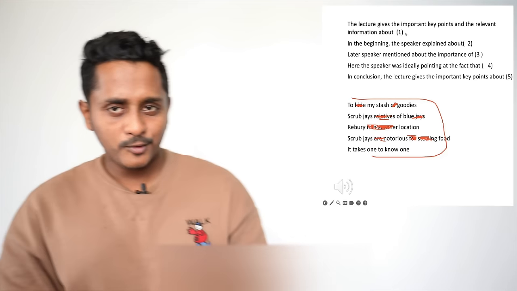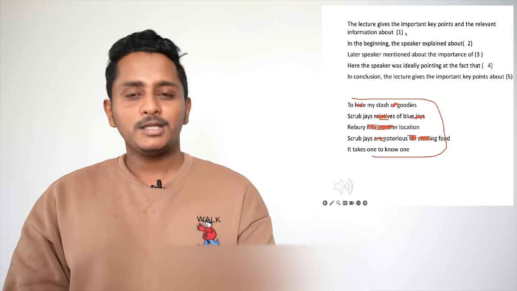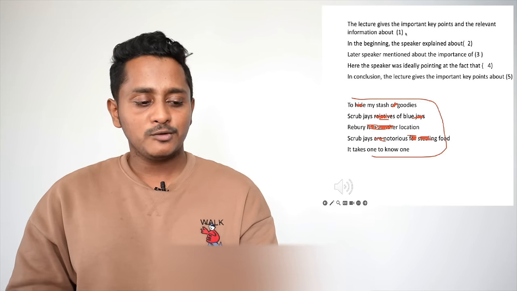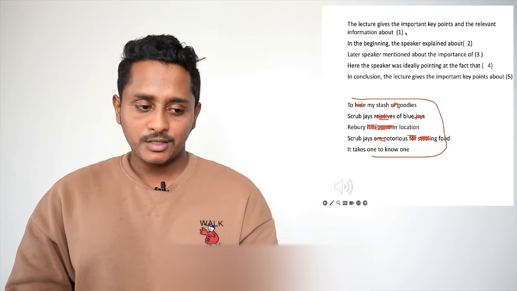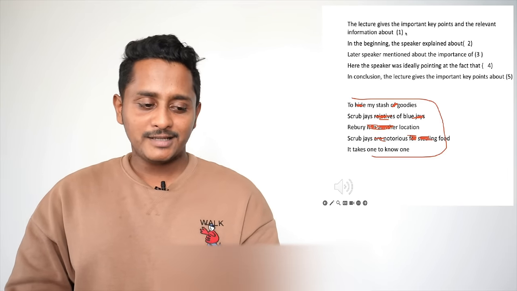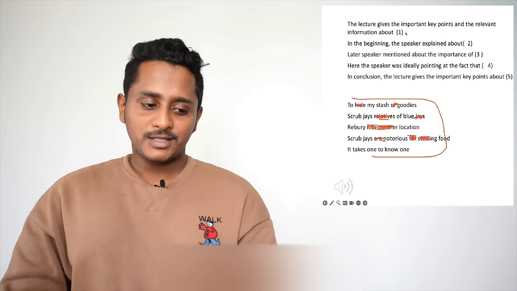The lecture gives the important key points and the relevant information about stash goodies. In the beginning, the speaker explained about scrub jays of blue. Later, the speaker mentioned the importance of rebury location. Here, the speaker was pointing at the fact that scrub jays notorious food. In conclusion, the lecture gives the important key points about it takes one to know one.